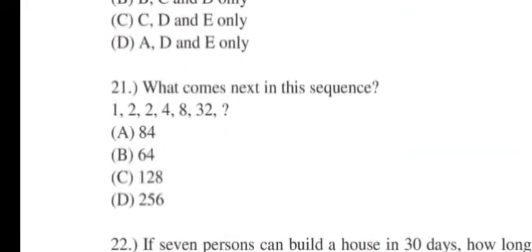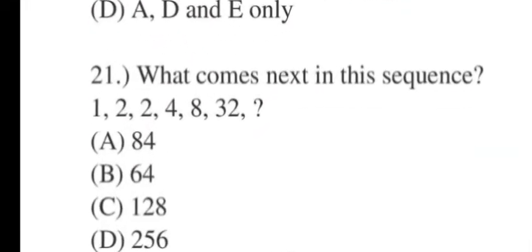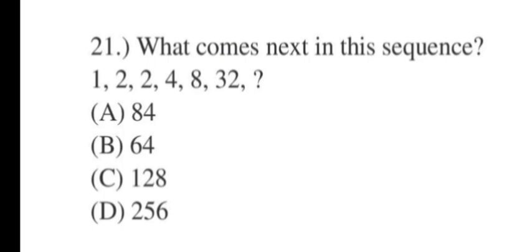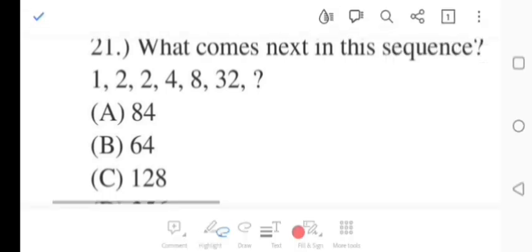Moving on to 21, it says, what comes next in this sequence? 1, 2, 2, 4, 8, 32, then what? Options: 84, 64, 128, 256. The correct option will be 84.